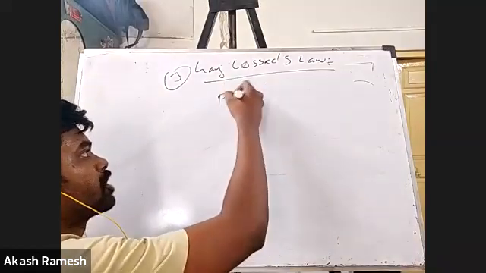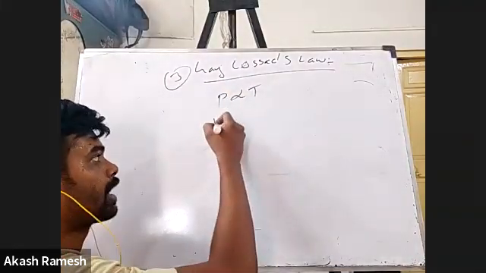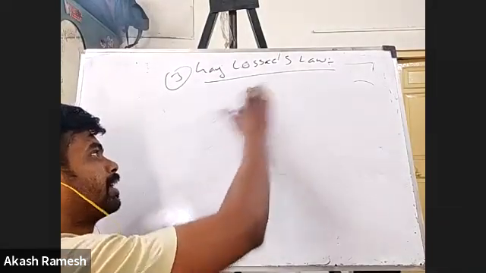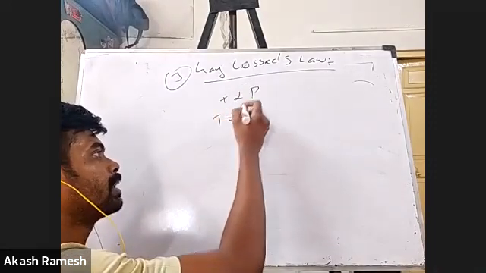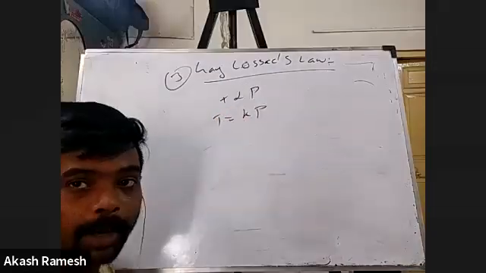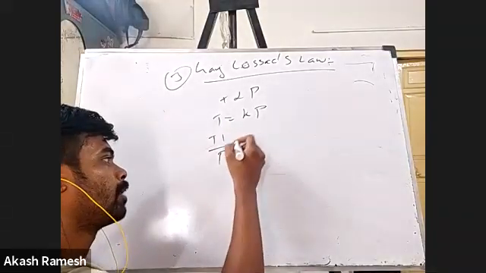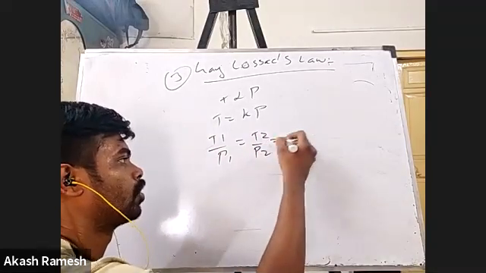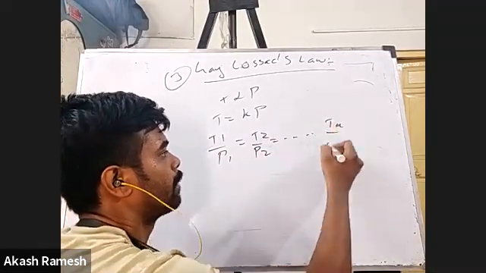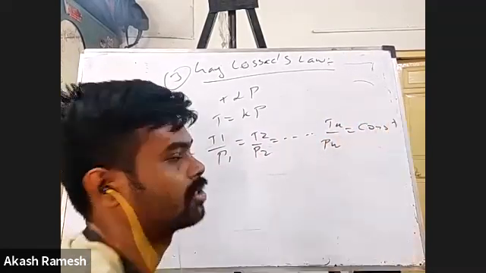So they say that pressure is directly proportional to temperature, right? So I can write it like this: P is directly proportional to T, and P is equal to K into T, some proportionality constant, right? Or I can write it as P1 by T1 equal to P2 by T2, so on and so forth. Pn by Tn is always a constant.